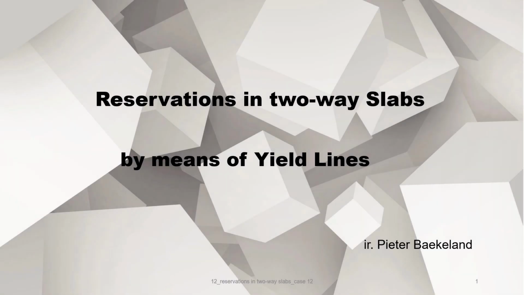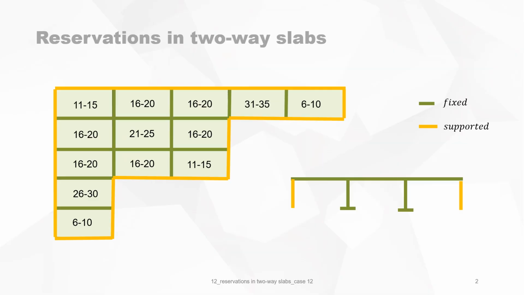Reservations in two-way slabs by means of yield lines. This video deals with cases 11 to 15 of a part of a concrete floor where two adjacent sides are fixed and two other sides are simply supported. The dark green one is fixed or continuous, and the orange line is simply supported.